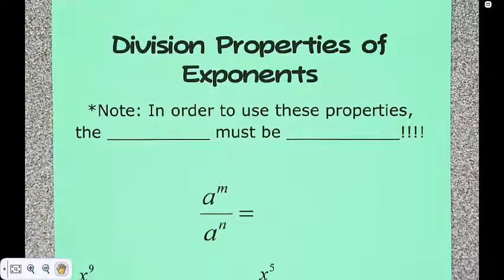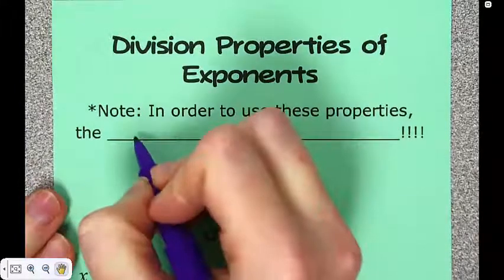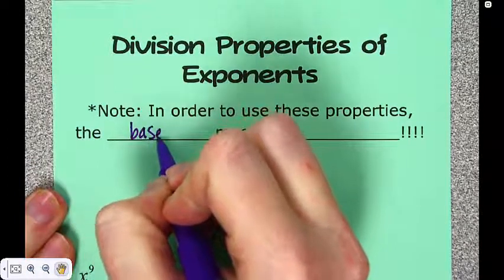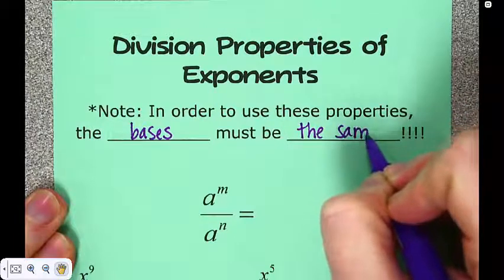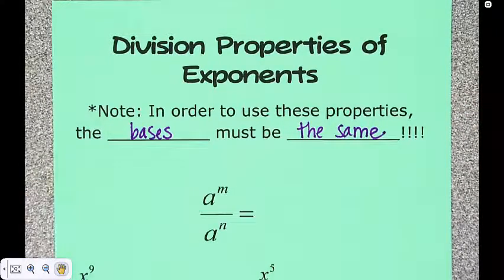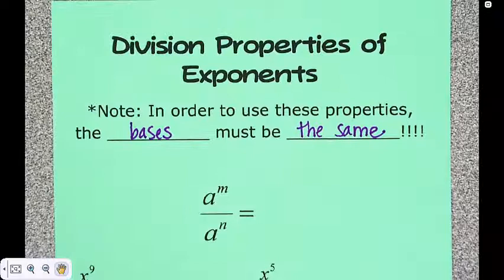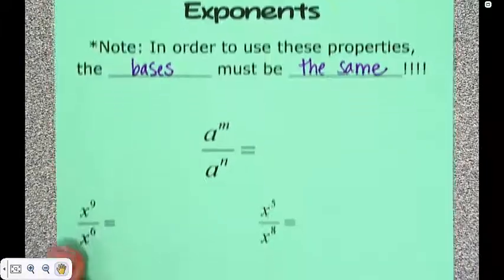Tonight we're going over the division property of exponents. Again, notice that we have our note up here, and in order to use these properties, remember the base must be the same. So our bases must be the same in order for us to use these properties. Let's look at our first property here for division.